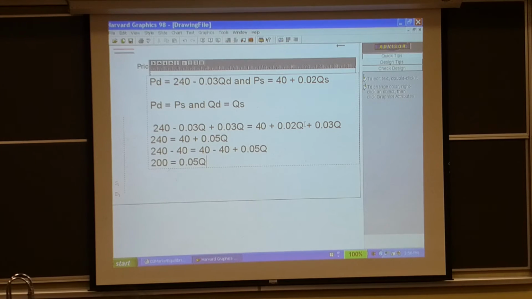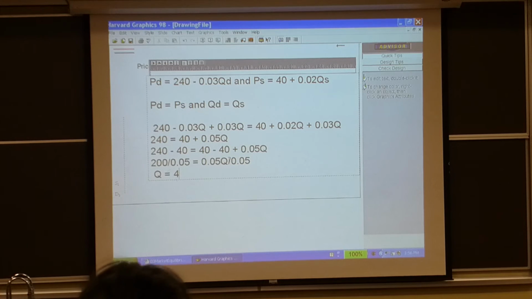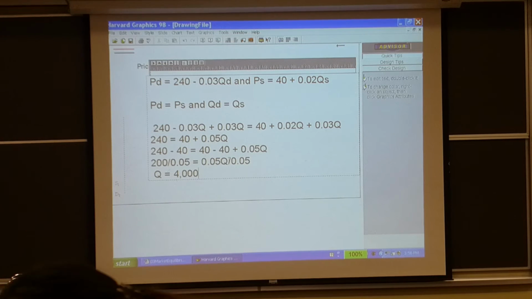Then we divide both sides by the same thing. In this case, 0.05, and divide this by 0.05, and our answer is Q equals what? 4,000. Good. Because you can do that in your head, right? Good. That is pretty good.